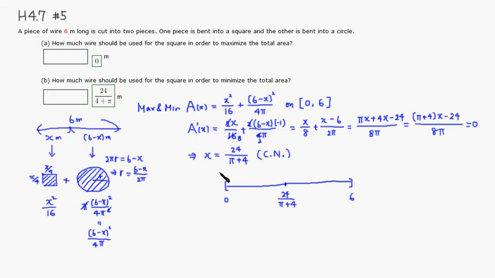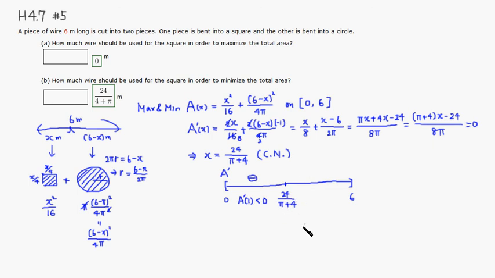All right. Then we look at the sign of A prime, right? So we're going to try something smaller than 24 over pi plus 4, like 1 or something like that. So if you plug in 1 here, you're going to have pi plus 4 times 1 minus 24, which is negative. So on this interval, A prime is negative.